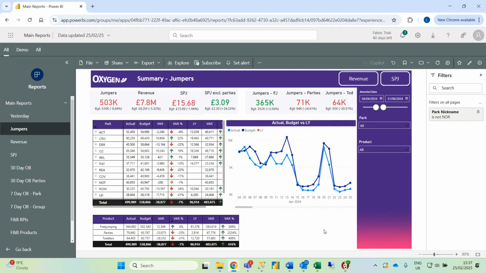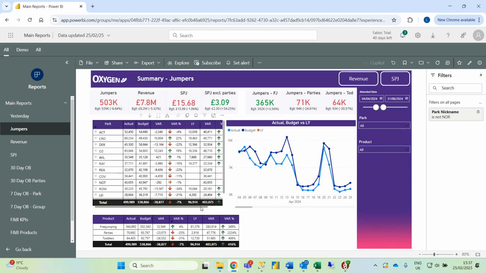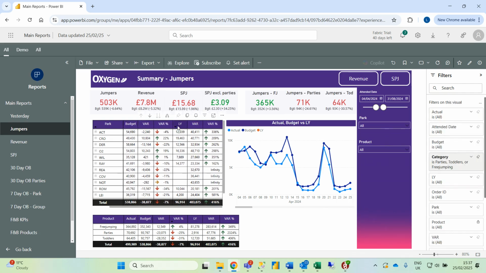Moving on to jumpers. We have the exact same tiles along the top, and then in the table, it's a very similar layout. So we have our actual, which in this case means jumpers, with its budget against variance and the percentage. And then we have last year comparisons with the variance and the variance percentage also.